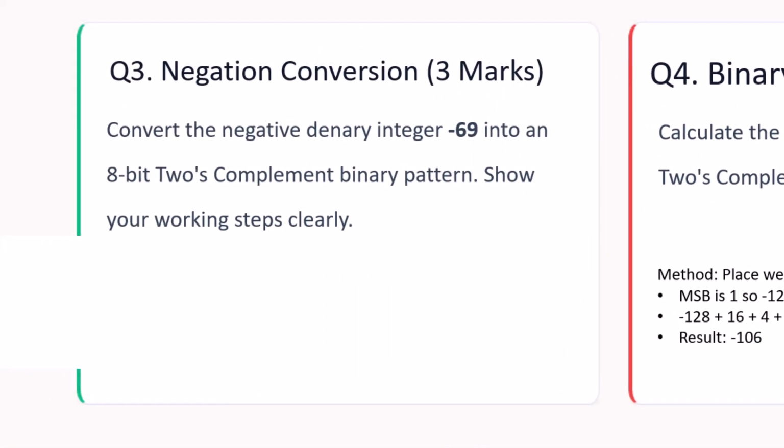Other questions, negation conversion. Convert the negative denary integer negative 69 into an 8-bit 2's complement binary pattern. Show your working step by step. So there are some examples. You can just pause the video without looking at the answer, and after that come back to see your answer.